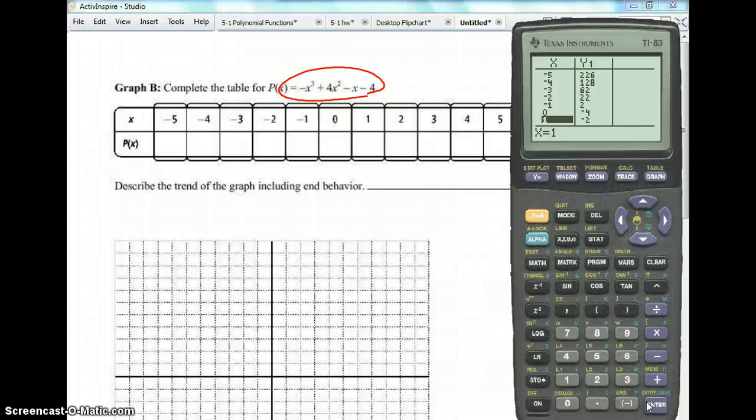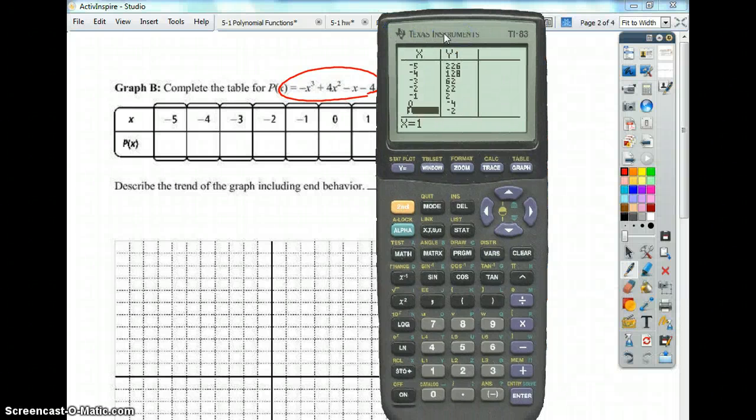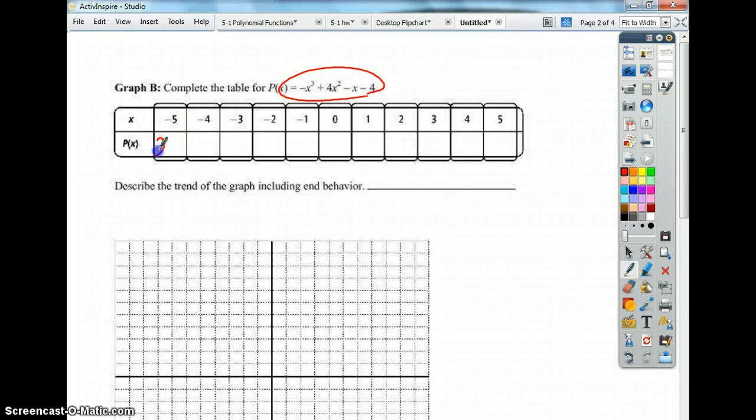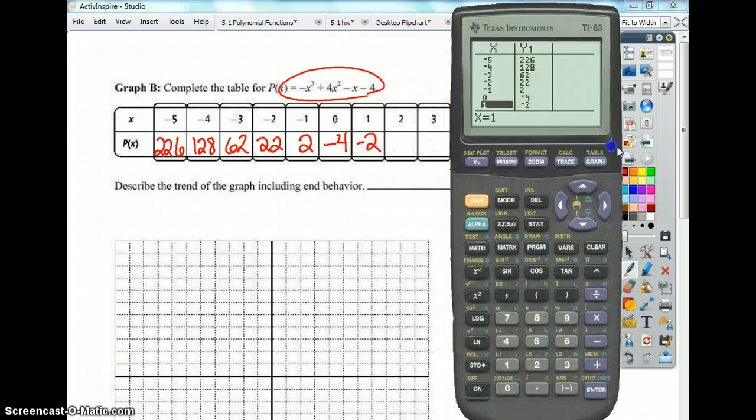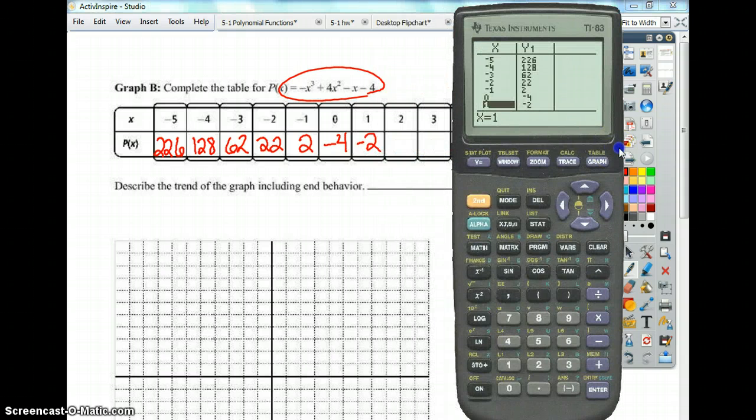So those values you have, we're going to put in the chart. So these values right here, those values go in your XY chart. So far, I have 226, 128, 62, 22, 2, -4, and -2. Now I'm going to go back to your calculator and type in the remaining values.